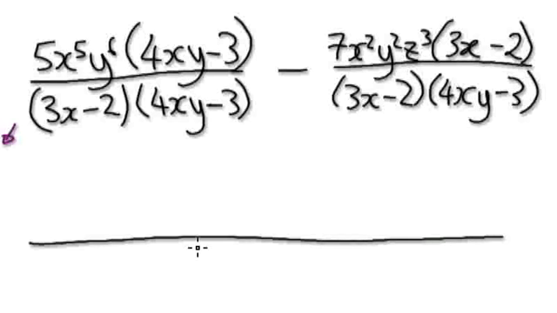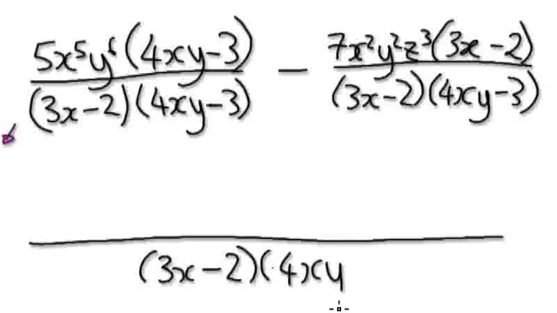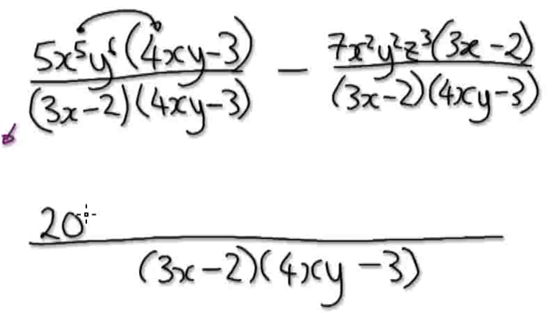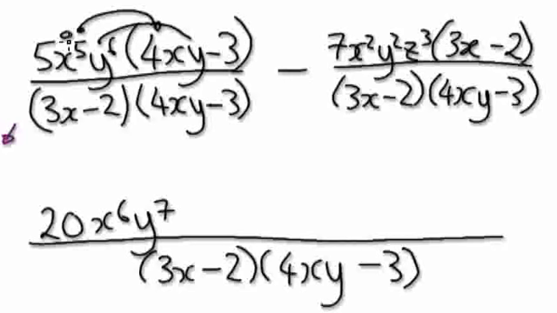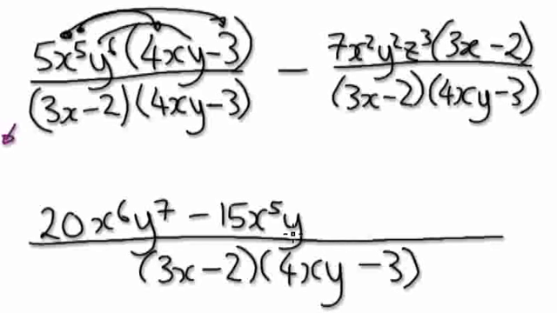So let's merge them. So this will be whatever over 4xy minus 3. Okay, so let's do this in one go. This times this, it will be 20, and then the x times x will be x to the power of 6. Y times y here, it will be y to the power of 7. And now this times this, which will be minus 15x to the power 5, y to the power 6. Okay, now minus.